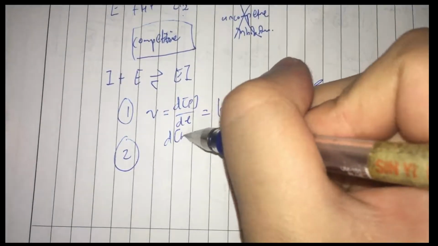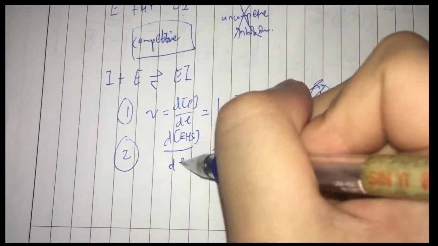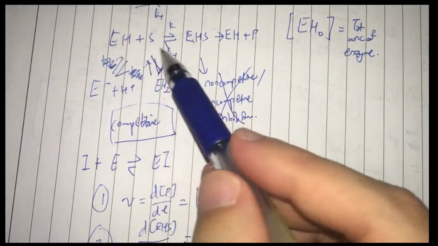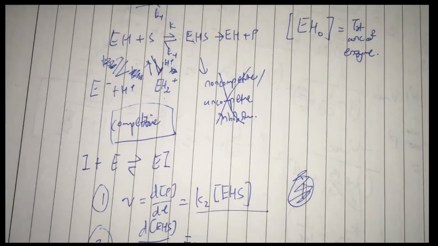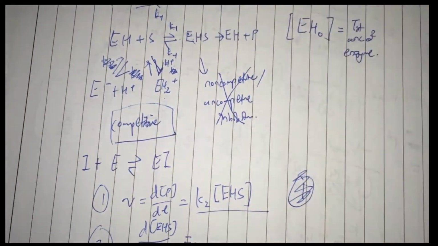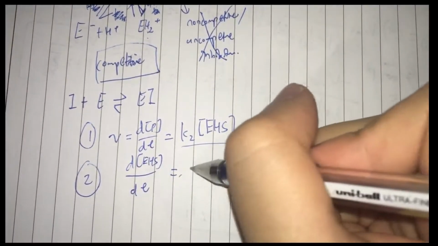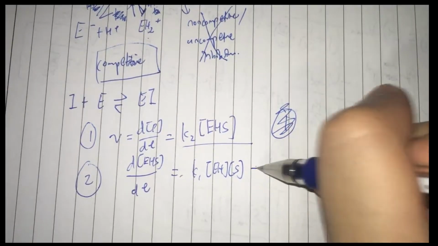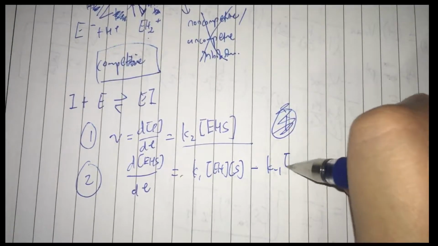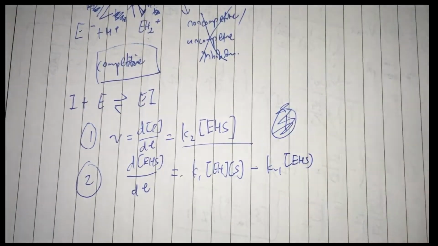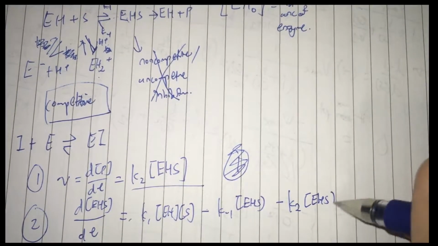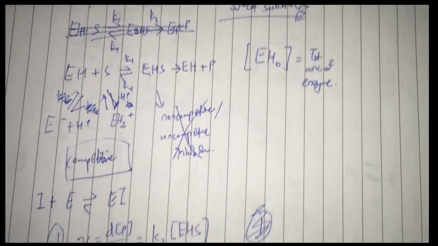So you have dEHS/dt equals K1, EH plus S forward, K1, EH and S forward, and you have a minus K minus 1, EHS backward. So that's the backward reaction here, and minus K2, EHS, and that will be the product rate.